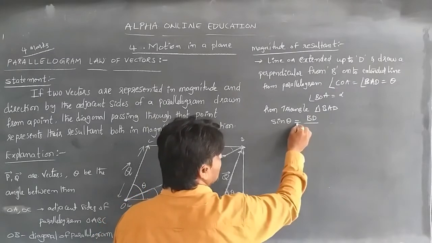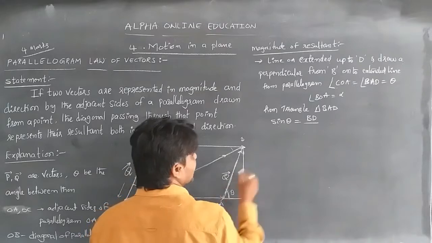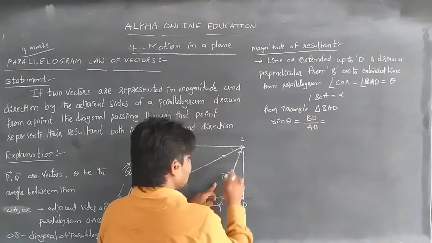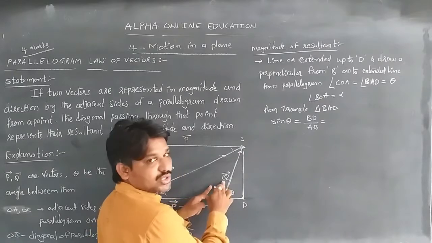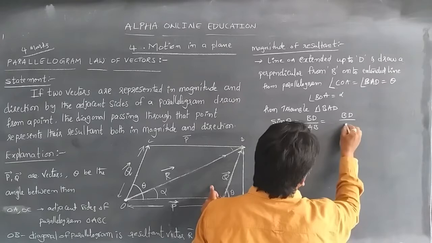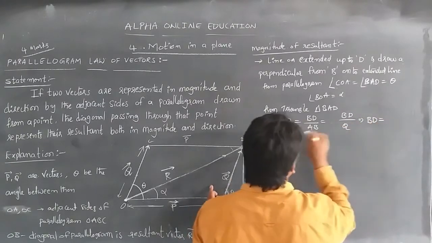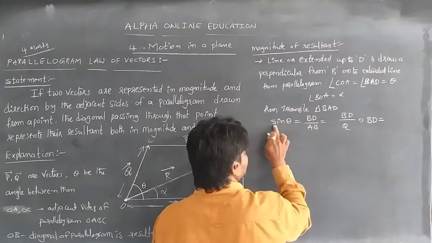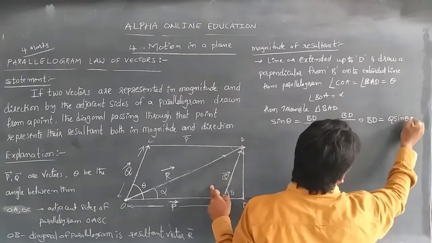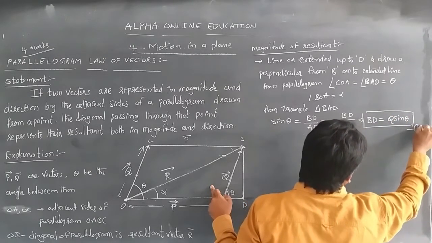Sin theta is equal to opposite by hypotenuse. The hypotenuse will be AB, so this will be AB, which is equal to Q. So here BD by Q is equal to sin theta. If we take Q to this side, then BD is equal to Q sin theta. Consider this as equation number 1.